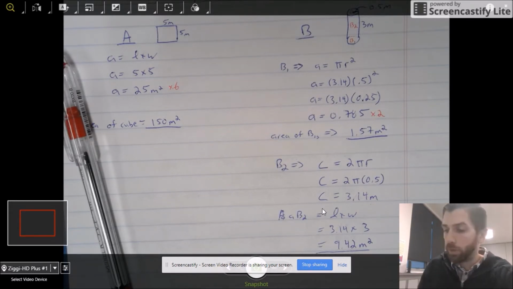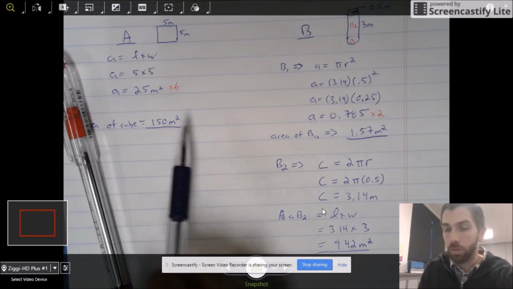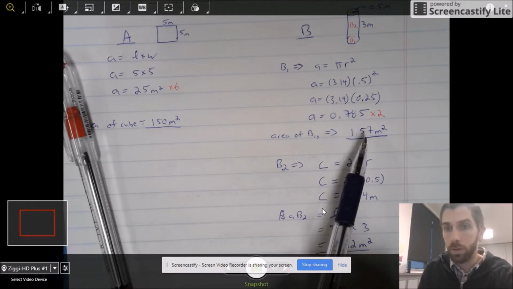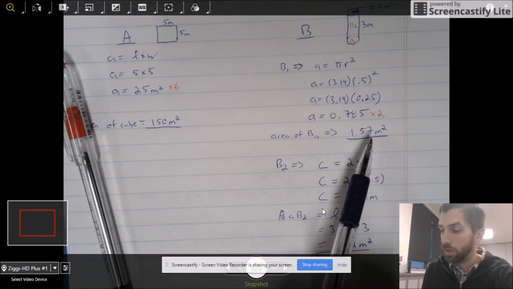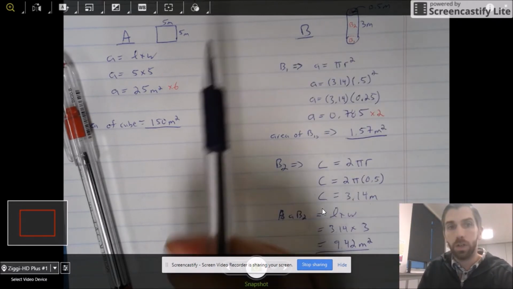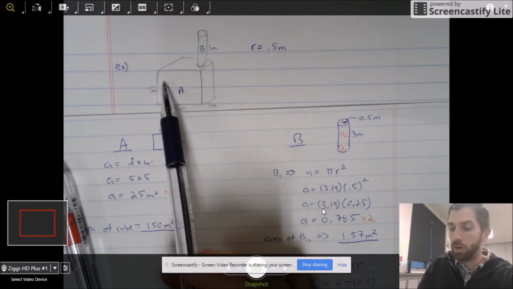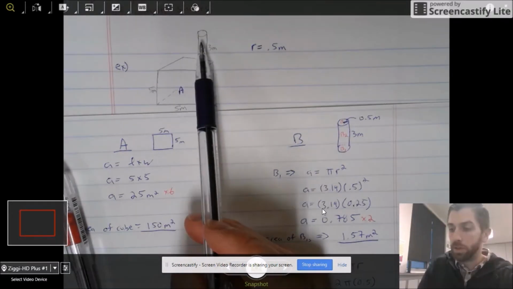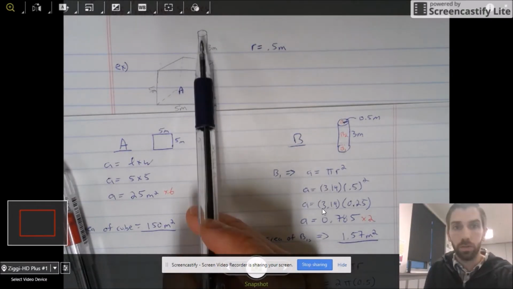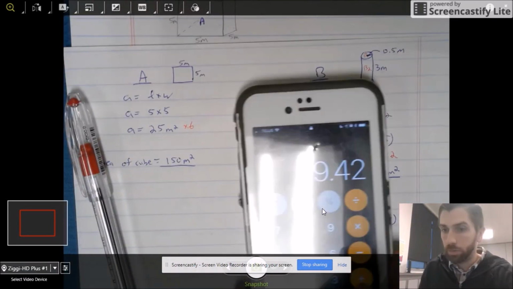Good, so you can see I have a few things underlined. I have 150 meters squared. I have 1.57 meters squared, and I have 9.42 meters squared. So I'm going to add all those up together because I want to find the surface area of this entire shape. So I've already found the surface area of all my cubes. I found the body of the cylinder, and I found the top and the bottom of this cylinder, the circular parts. So let's add them all up together.